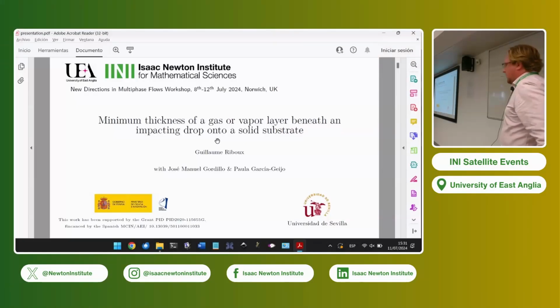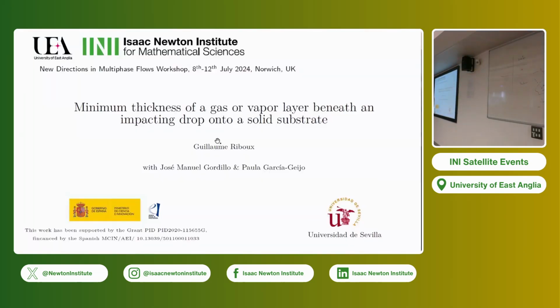Minimum thickness of a gas or vapor layer beneath an impacting drop onto a solid substrate.